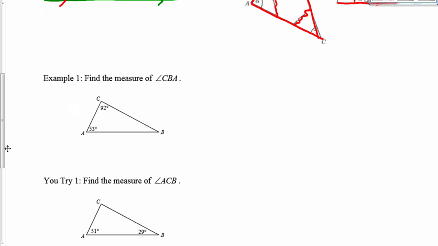So look at example number 1. It says find the measure of angle CBA. I'm going to go ahead and put a little X in CBA, so I know what angle I'm finding. If I use the fact that all three angles together add up to 180, I can write myself a little equation: 92 plus my 53 right here, plus the X that I don't know, is equal to 180. All three add up to 180.